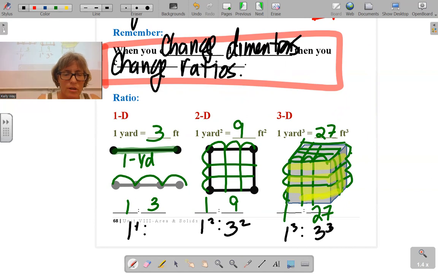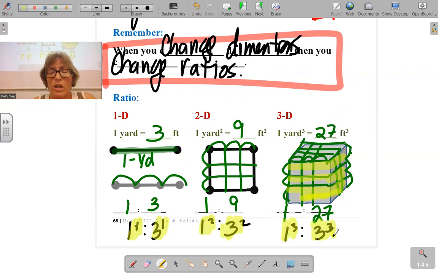Here's what's going on. My first dimension ratio is to the first. My second dimension ratio, I square it. Third dimensional ratio, cube. When you change dimensions, you change ratios.